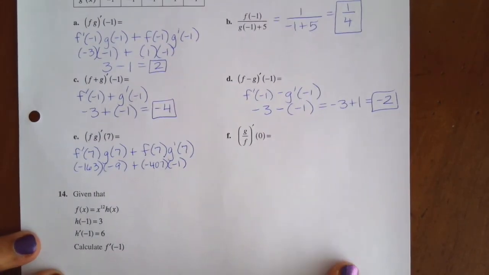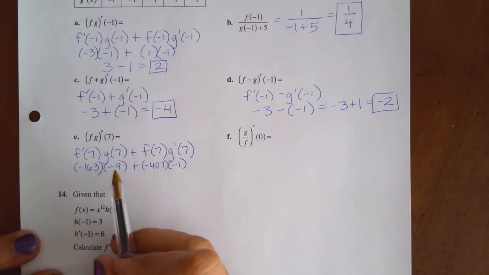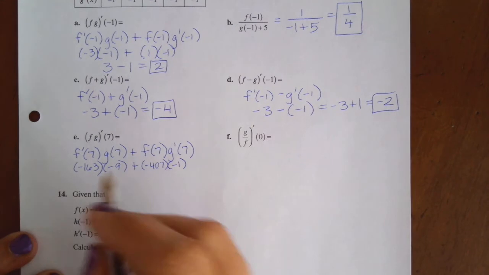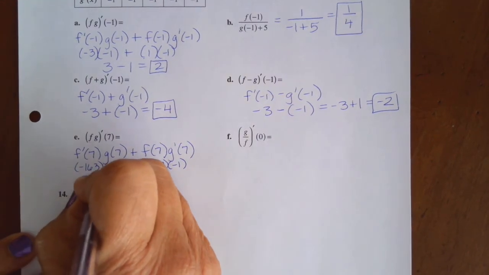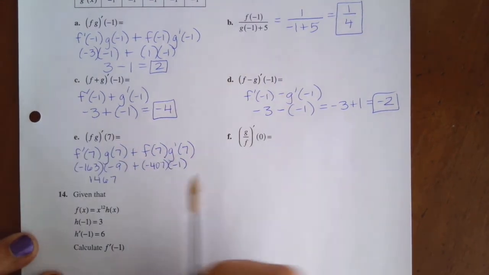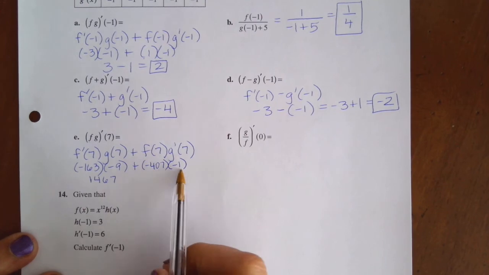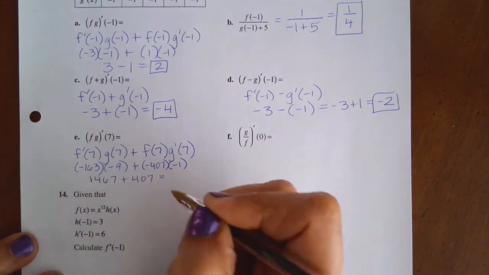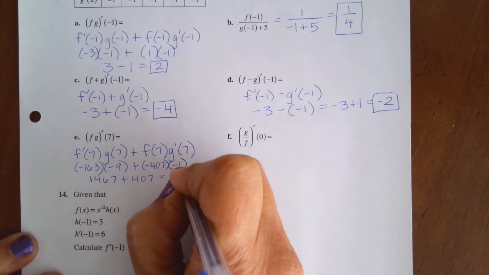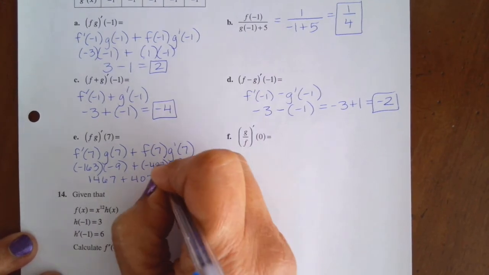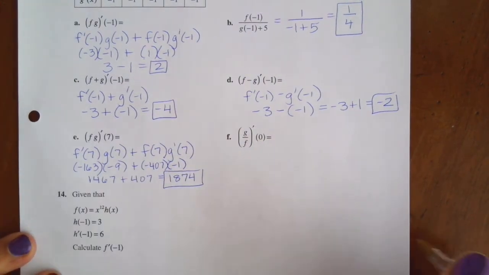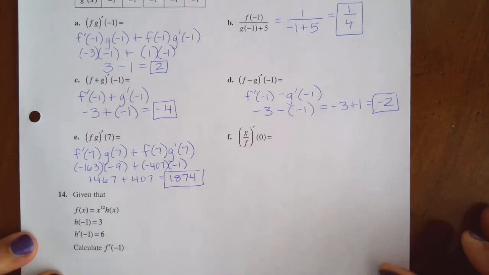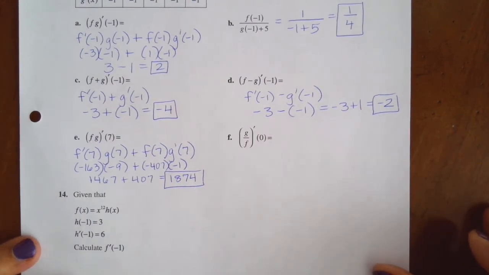Okay, so multiply negative 163 times negative 9. That gives you a positive 1467. And then we have a negative 407 times negative 1. That's a positive 407. So together that gives you 1874. So it all depends on the numbers coming out of the table. Just be careful you're getting the right ones.